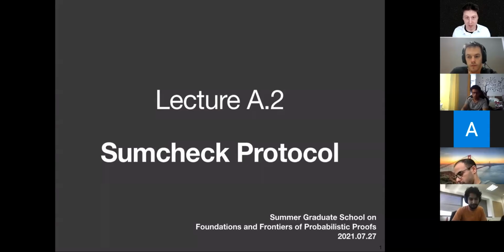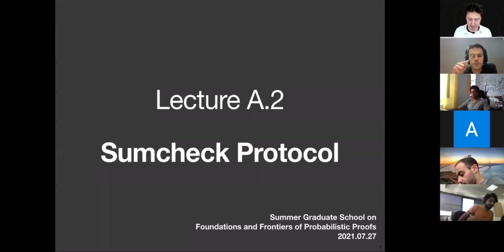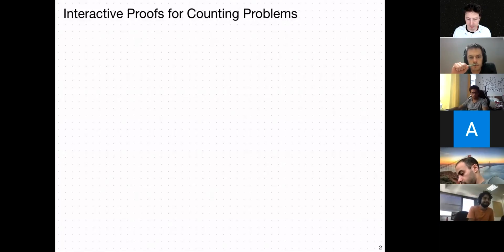Welcome to lecture A.2. Today, we will continue discussing interactive proofs. And specifically, we will study perhaps the most important construction of interactive proof, and that is the Sumcheck protocol. It plays an absolutely central role in the theory of interactive proofs. It's going to be a bit of a technical lecture, but we have exercises ready during recitations to help you review this material and play with it.